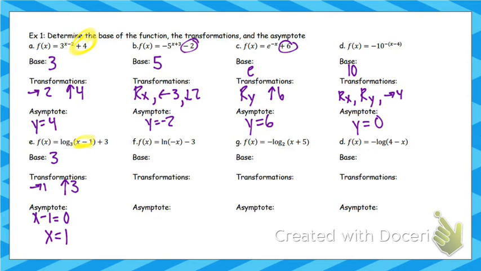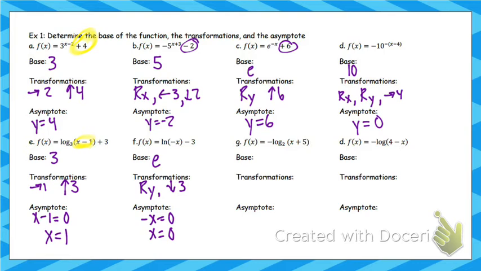All right, let's do another one. So ln, the base of ln is e. Negative next to the x, reflection over the y. -3, shift down. So for the asymptote, x equals whatever is in, or we set what's in the parentheses equal to 0. So x equals 0.